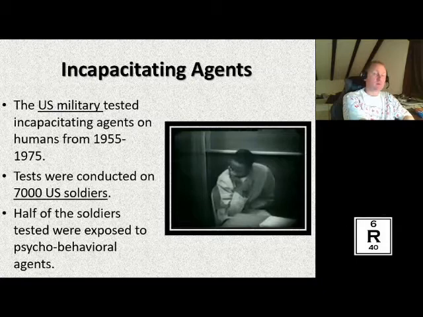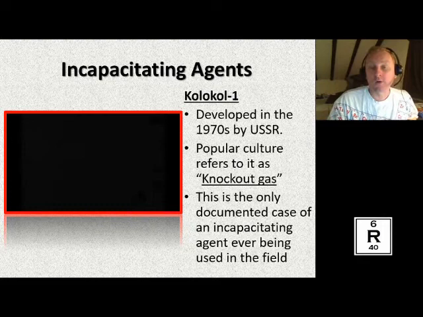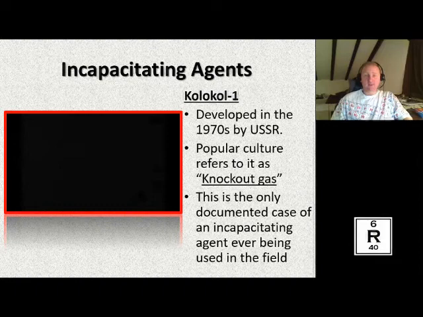All right. The next incapacitating agent is Kolokol-1. It was developed in the Soviet Union in the 1970s. And this is a real thing. You see in cartoons and comic books, like Batman comes flying in and throws knockout gas in the room, and everybody's sleeping and he goes in and does his thing. You might think that's just stuff comic books are about. No, actually, comic books got this idea from the real thing. There is something, knockout gas.